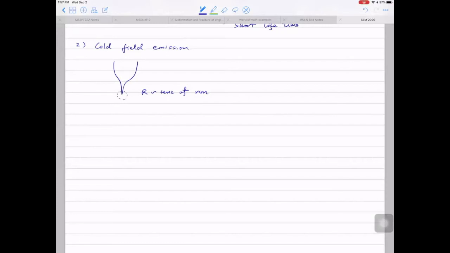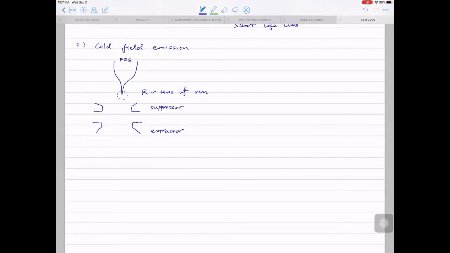Underneath, instead of having a Wehnelt cup, you have a suppressor and an extractor. Again, the idea is to extract the electrons out. The first one is the suppressor, and this is the extractor. If you apply a very high voltage on the tip, this is called an FEG, and more specifically, a cold FEG.